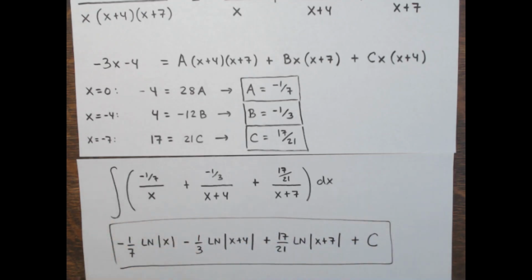This is what I'm going to be typing. Now, of course, you could, if you wanted, because you've got a sum and difference of a bunch of logs here, put all these together as a single log with properties of logs, but I'm just going to type this.